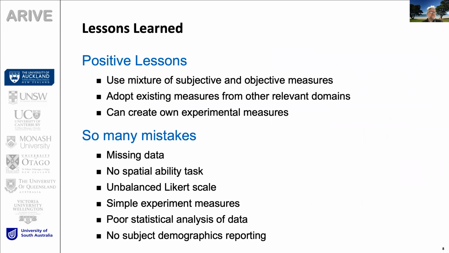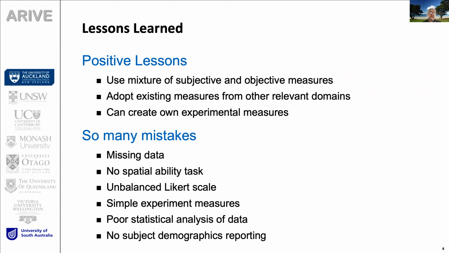So that was a very first study. There was some positive lessons learned from that. One was that I used a mixture of subjective and objective measures, which was good. I also used some existing measures from other domains. So there, as I said before, there's been a lot of work done in geography with sketching, but almost nothing in VR. At that point, nothing in VR. And so I was able to look at this geography literature and use some measures they used. And I also created my own experiment measures.